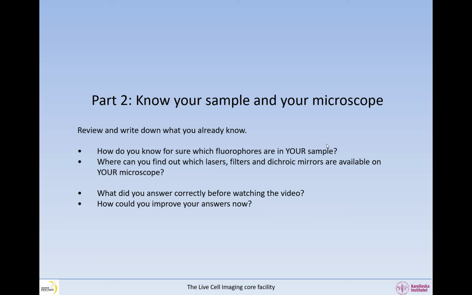But first I would like you to pause the video again and read the answers that you gave to these two questions. How do you know for sure which fluorophores are in your sample? And where can you find out which lasers, filters, and dichroic mirrors are available on your microscope? So what did you answer correctly before watching the video? And now that you have watched the video, how could you improve your answers? So please try to improve your answers and then start the video again.